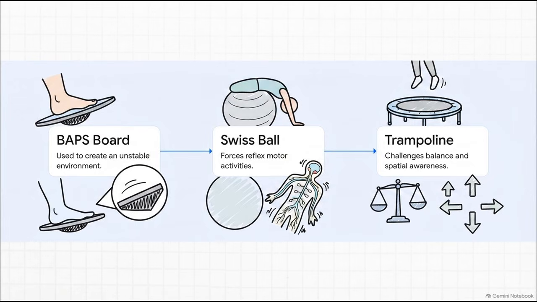Well, standing on a trampoline or trying to balance on a Swiss ball literally forces the nervous system to constantly adapt and fire off reflex motor activities just to keep the person upright. You're constantly challenging their balance and retraining their spatial awareness in real time.